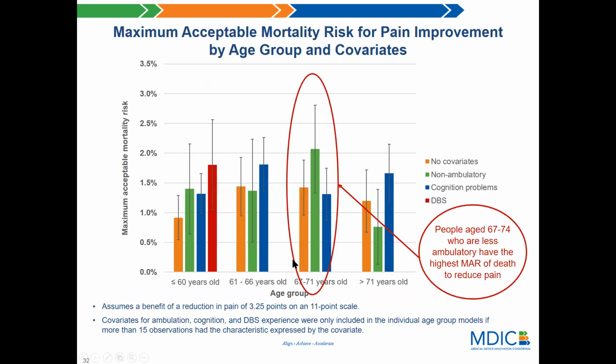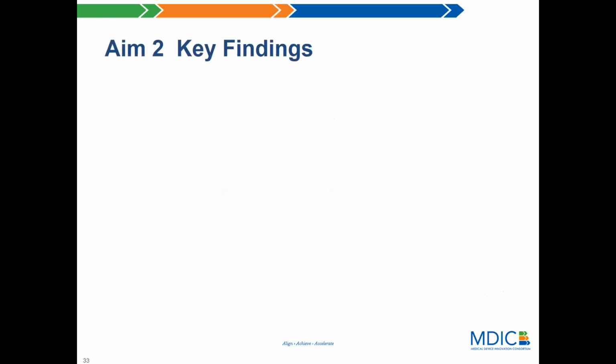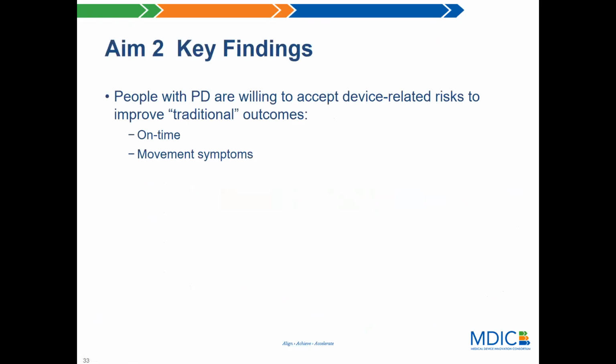So what we see here, particularly just looking at this age group and looking at those who are non-ambulatory, is that they have the highest risk tolerance in this particular case for mortality risk to improve pain. And there are corresponding graphs like this for every single combination of benefit and risk. But as we begin to look at this, we begin to see different groups stand out. And that's where I think a lot of the interesting things are in this study.